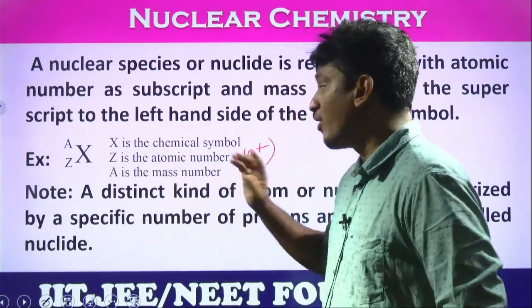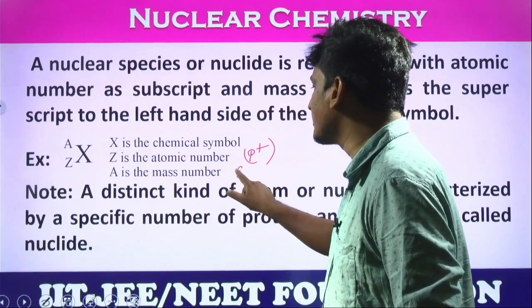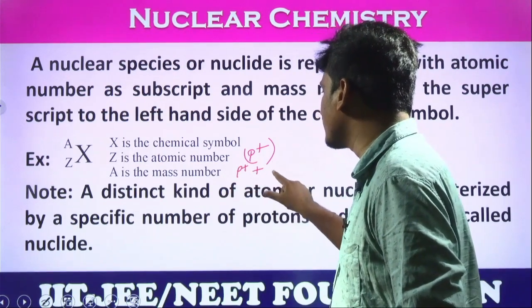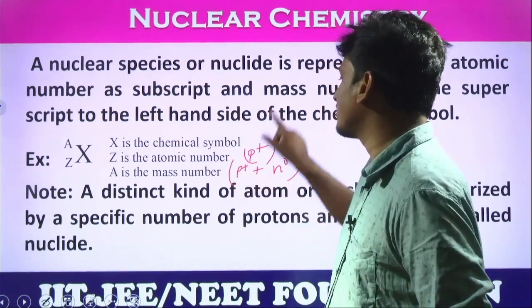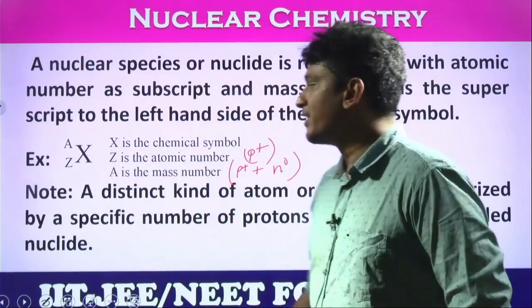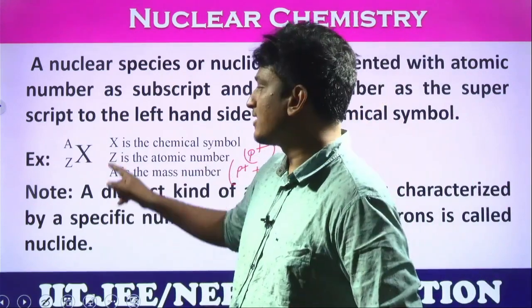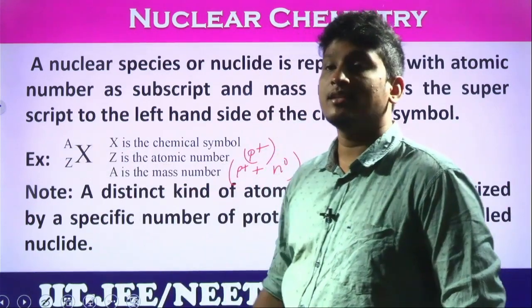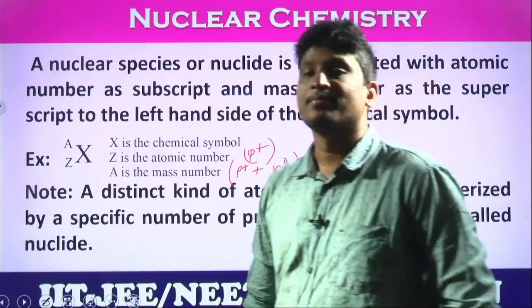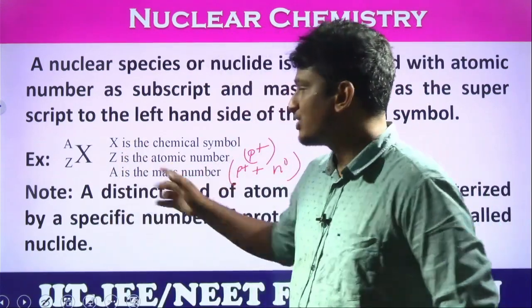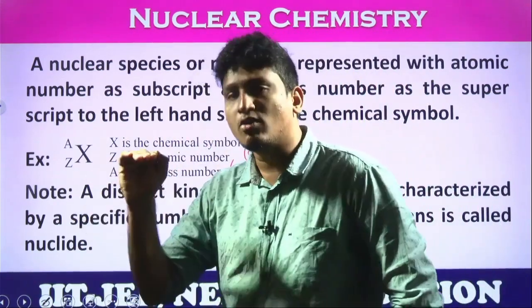And what is mass number? Mass number indicates the sum of protons plus neutrons. Sum of protons and neutrons is called the mass number. If X is the element symbol, students, look at where the mass number is indicated: the top position is called the superscript position, and where the Z is indicated is the subscript, down position.